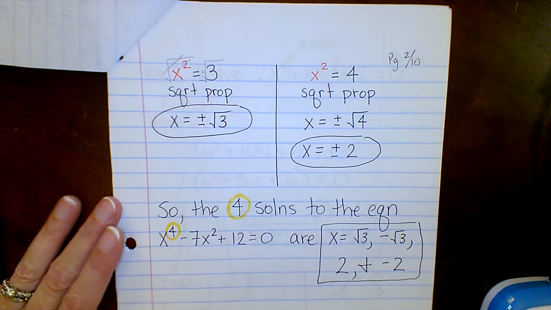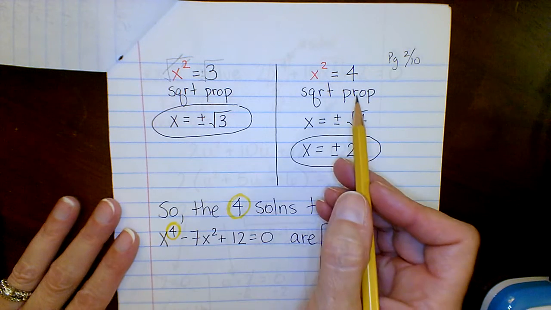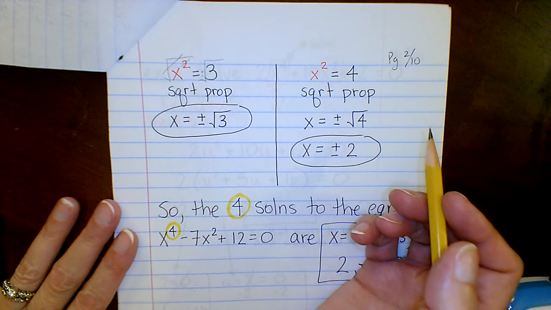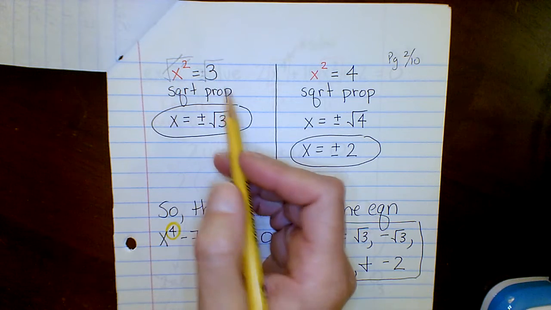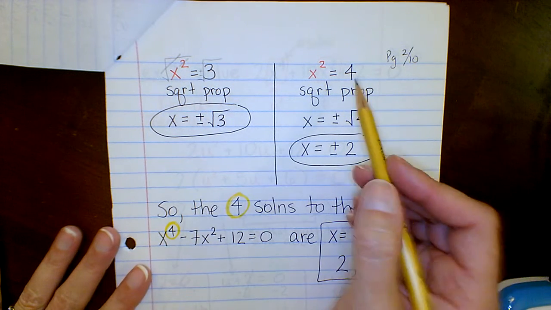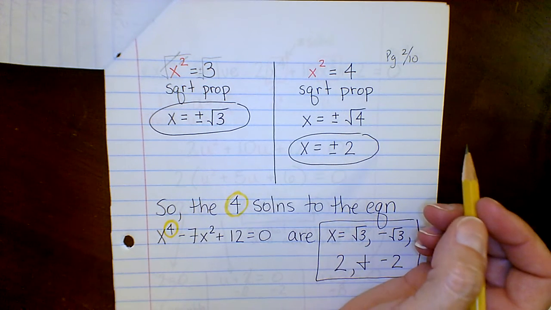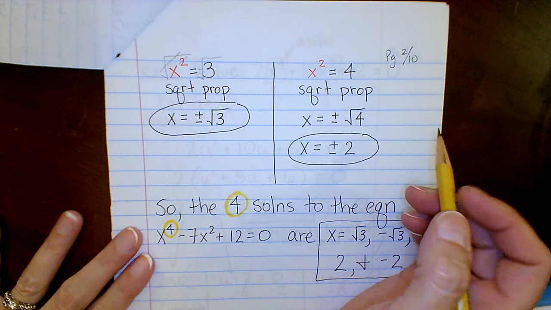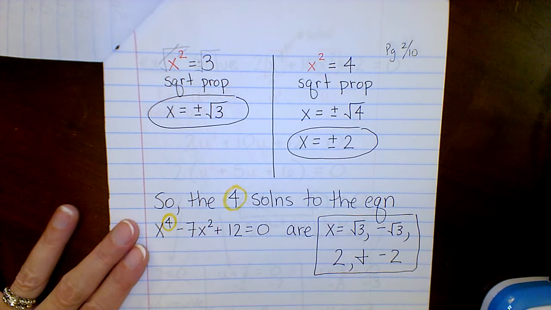I used red for that substitution. If you use the square root property on both of these, both are set up for the square root property, you get plus or minus root 3, and plus or minus root 4, which simplifies to be 2. So we have 4 solutions to the equation. We have 1, 2, 3, 4. All right, so we have root 3, negative root 3, 2, and negative 2.